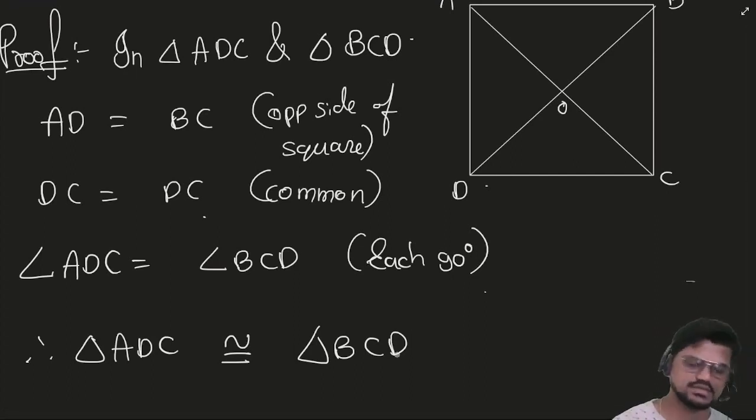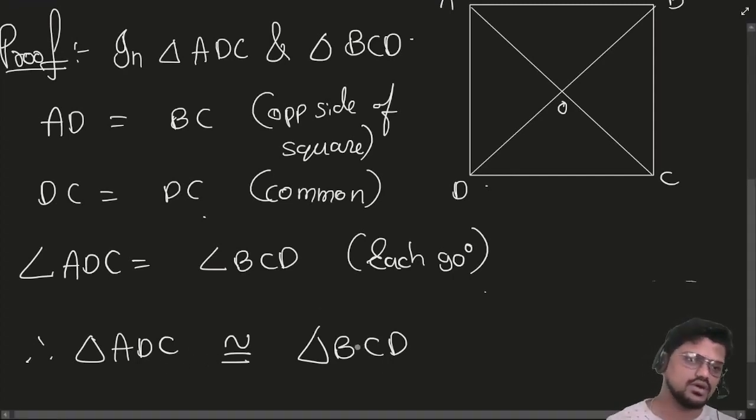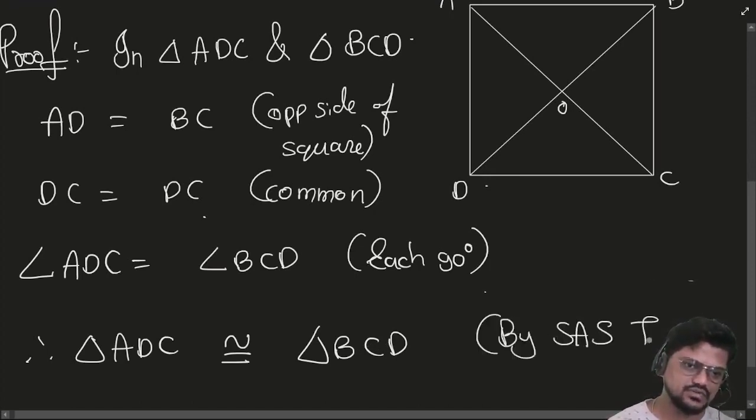Therefore, I can say triangle ADC is congruent to triangle BCD by which test? SAS. Perfect. I hope everyone is understanding this. Juhi, you will not answer henceforth unless I ask. The two triangles are congruent by SAS test of congruency.